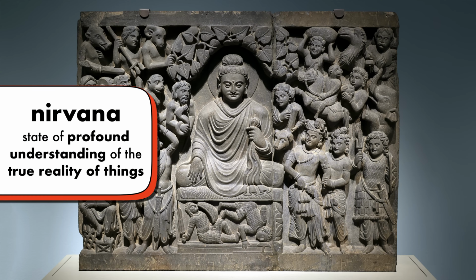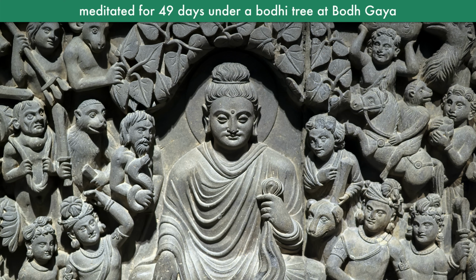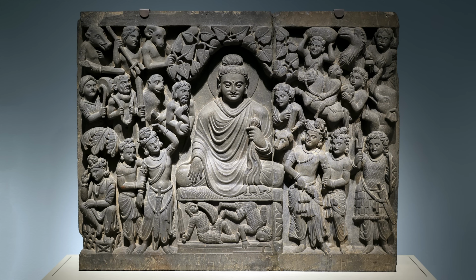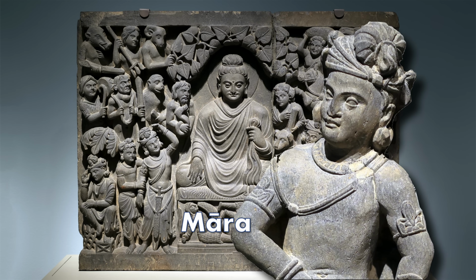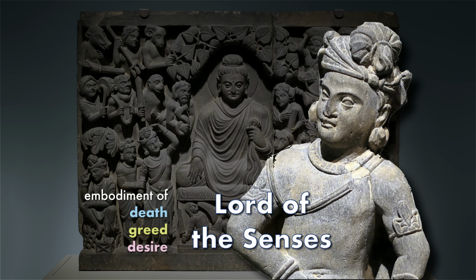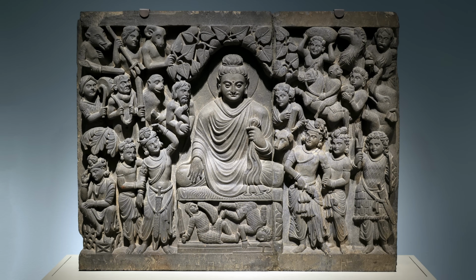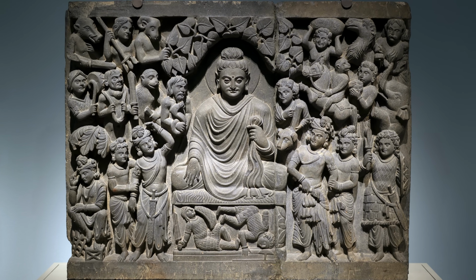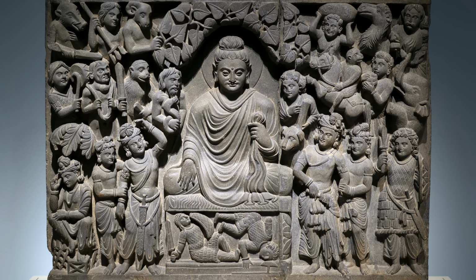In Buddhism, Nirvana, or enlightenment, is a state of profound understanding of the true reality of things. Siddhartha Gautama achieved Nirvana and became the Buddha after meditating for 49 days under a Bodhi tree at Bodh Gaya in India. During this long period of meditation, he was tempted by a demon called Mara, an embodiment of death, greed, and desire, who is also known as the Lord of the Senses. Mara wanted to obstruct the Buddha's quest for enlightenment by tempting him and distracting him during his meditation.